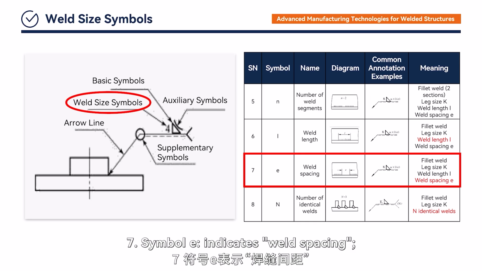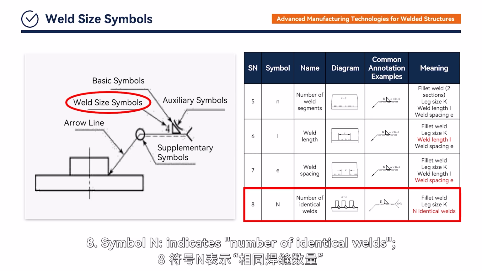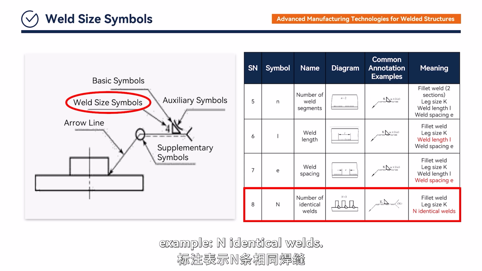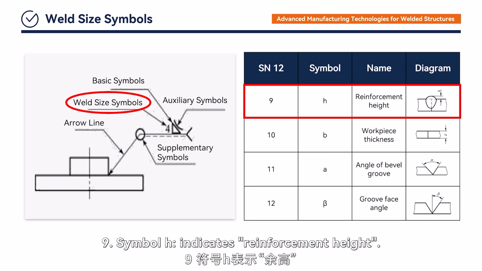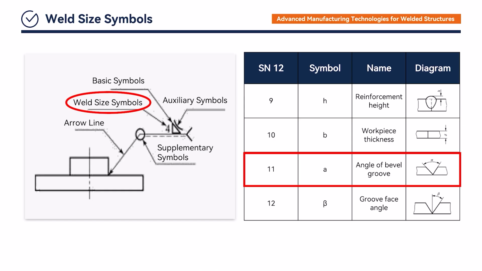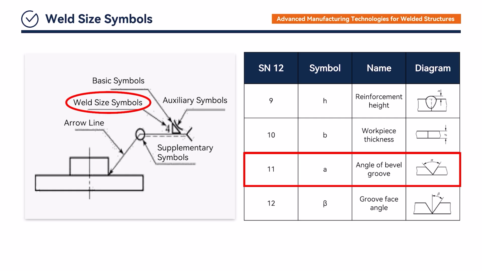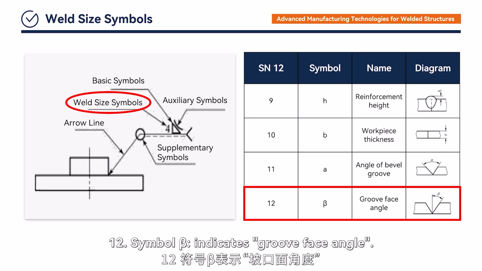7. Symbol E indicates weld spacing. Example: weld spacing E. 8. Symbol N indicates number of identical welds. Example: N identical welds. 9. Symbol H indicates reinforcement height. 10. Symbol delta indicates workpiece thickness. 11. Symbol alpha indicates groove angle. 12. Symbol beta indicates groove face angle.